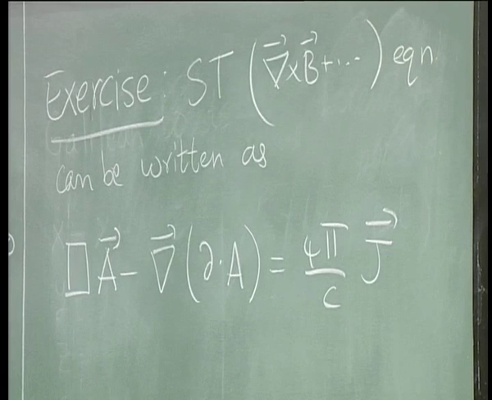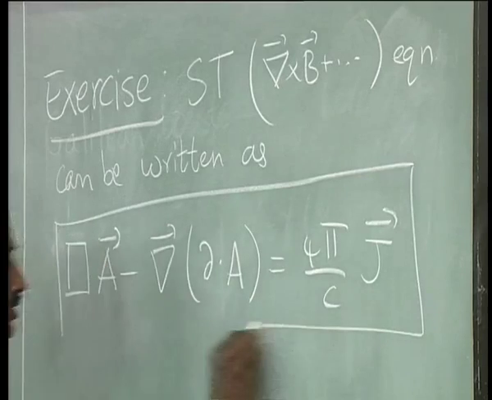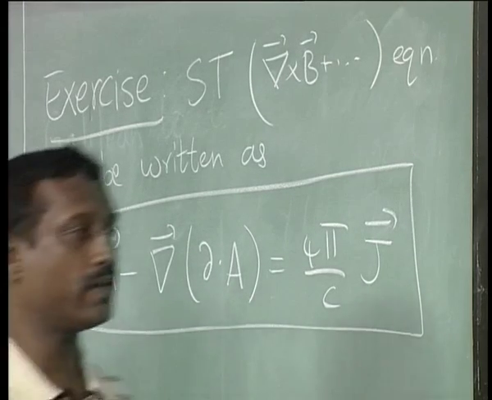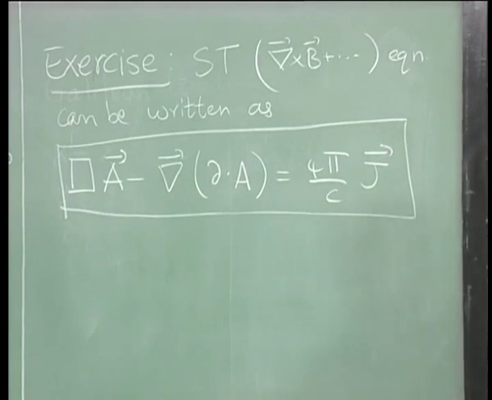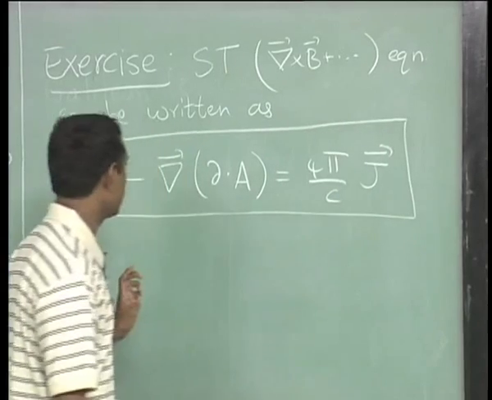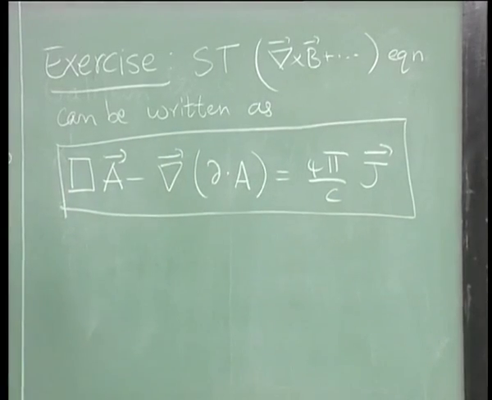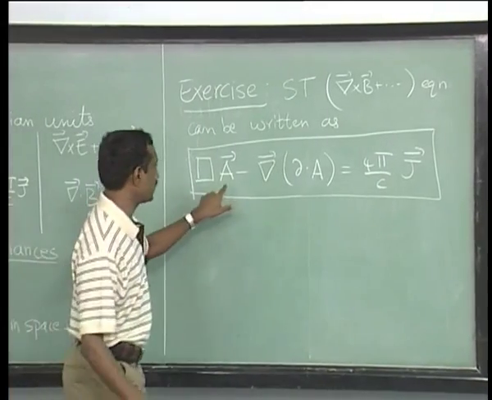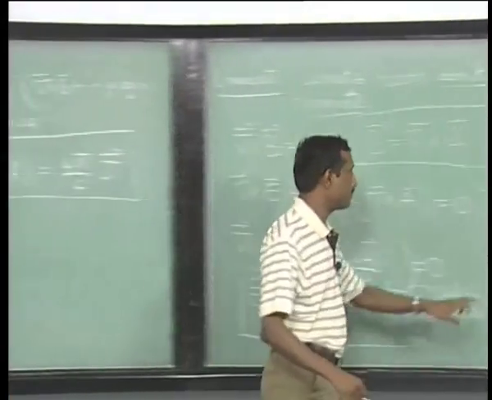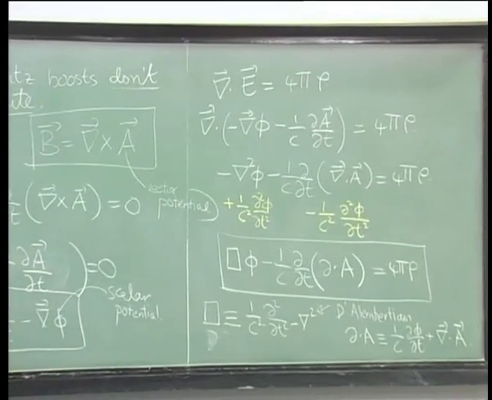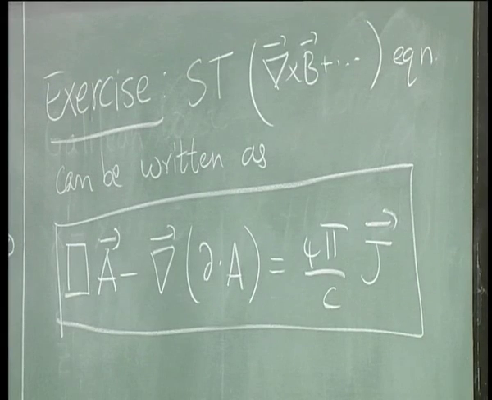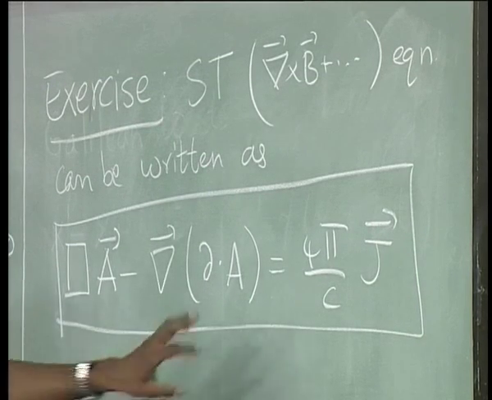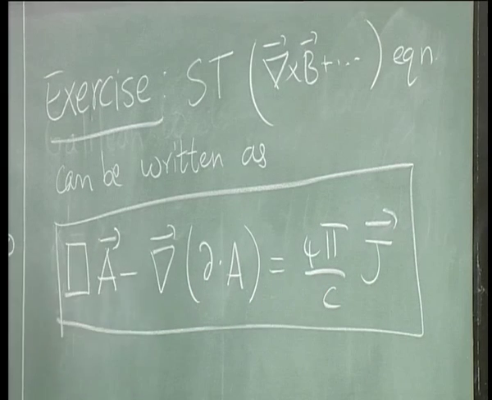Okay. So, now the neat thing is that you can see that there is quite a bit of similarity between these two equations. All that is happening is that phi here gets replaced by A, and of course, rho gets replaced by J out here. There are factors of C, etc. Okay.